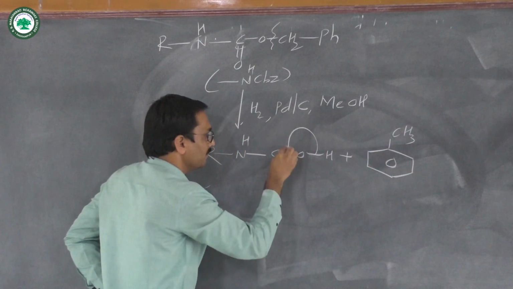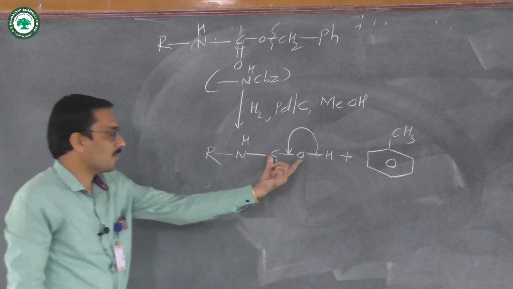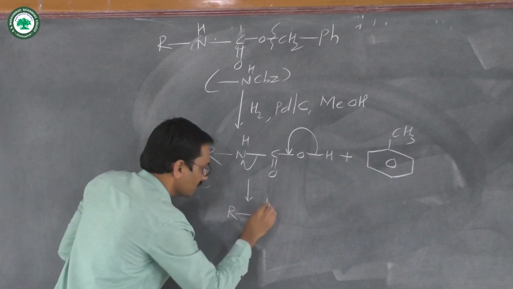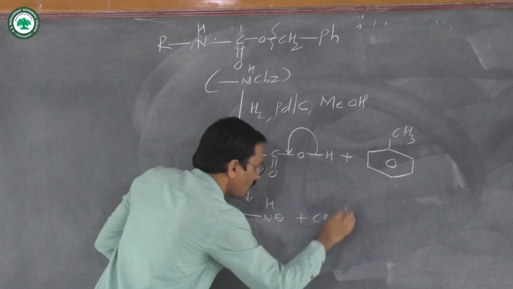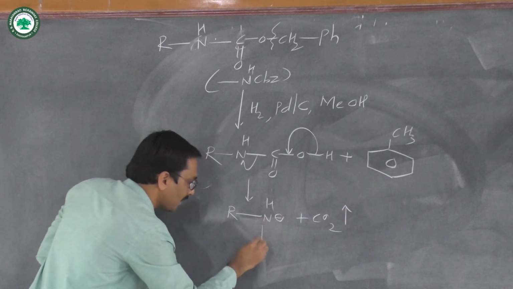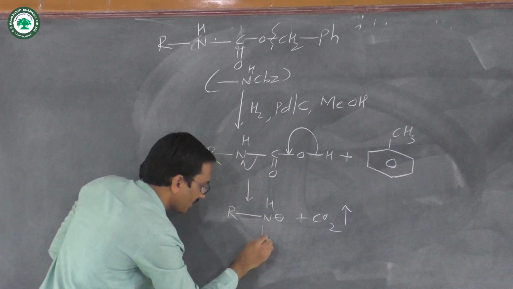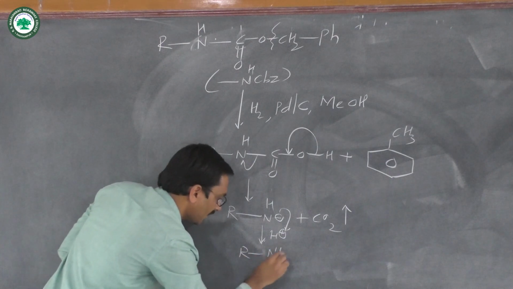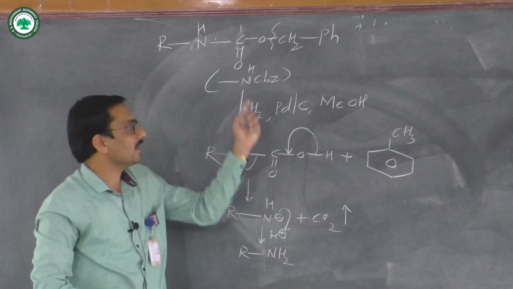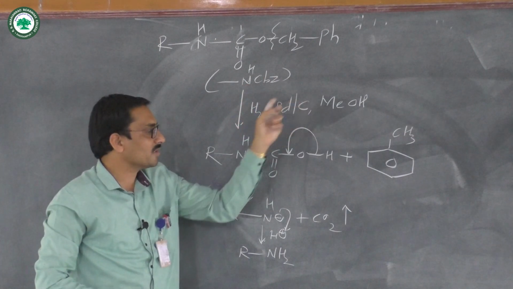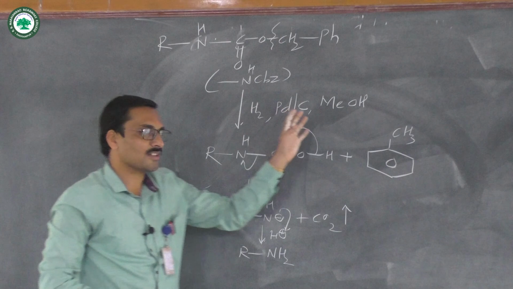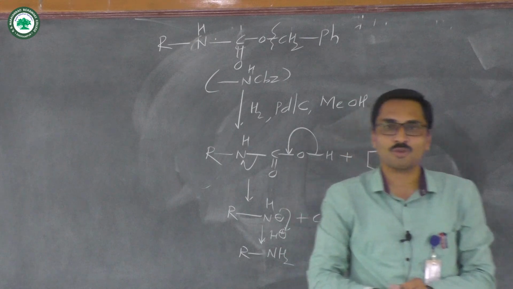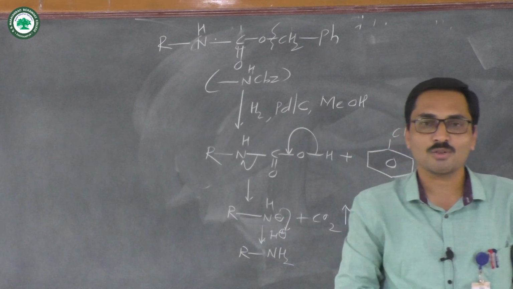In the next step, there is loss of a CO2 molecule, and that N minus takes the H plus, and there is formation of RNH2. So we deprotect that Cbz functional group by using H2, Pd/C. So in this lecture we will stop here. In the next lecture we will discuss some more important protecting groups for the NH2 functional group. Okay, thank you.